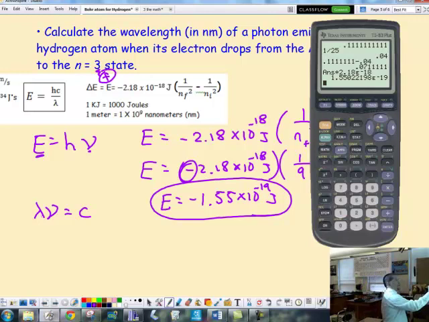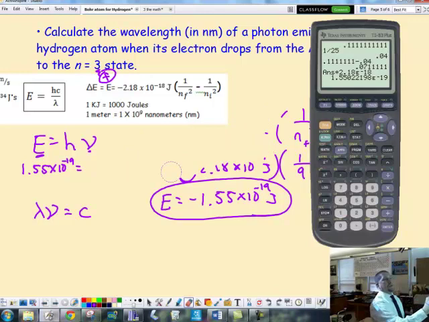All right, so I don't want to carry the negative sign over because it doesn't make sense to have a negative wavelength and frequency. Again, that just tells us which direction it's going, and the negative in front of the Rydberg constant takes care of that for us. So E equals, let me give myself some space here.